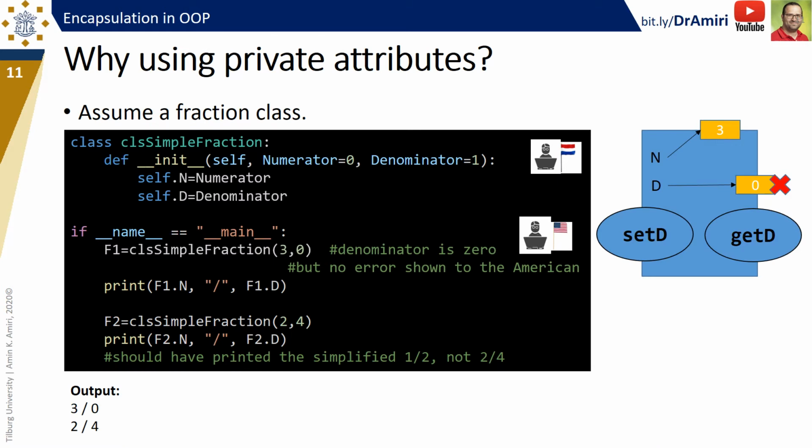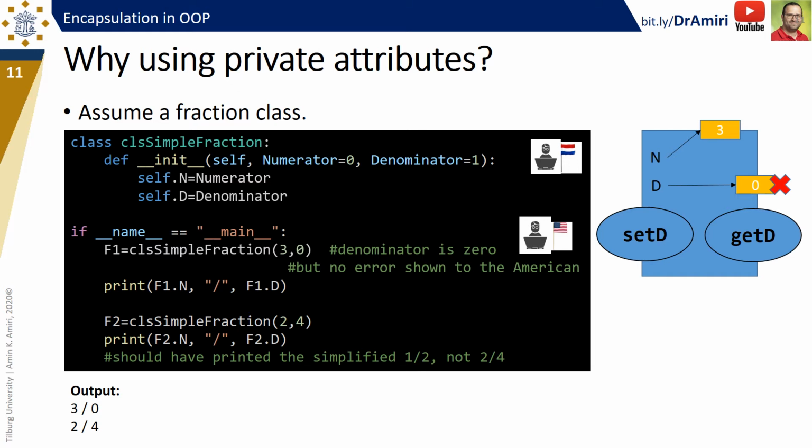But why do we need private attributes? Look at this case. We have a class called CLS simple fraction, and this class has two attributes, numerator and denominator, called n and d respectively.